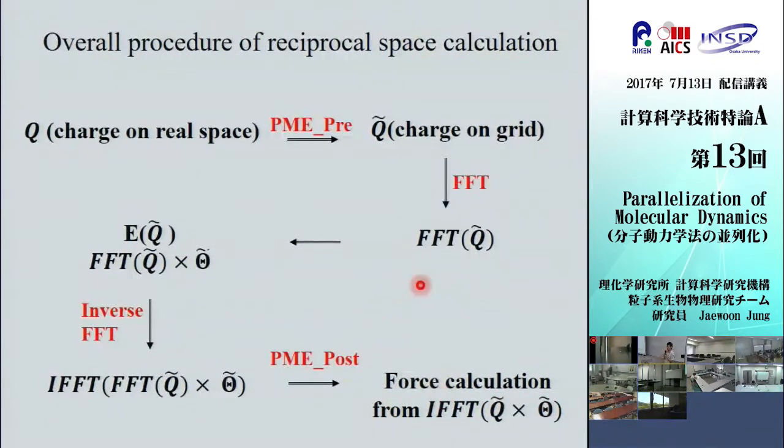So we need two FFTs. One is the forward FFT, which is necessary for energy calculation. And again the inverse FFT, which is necessary for force calculation. So in one MD step, we need to perform two FFTs.